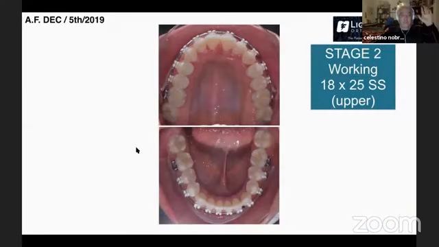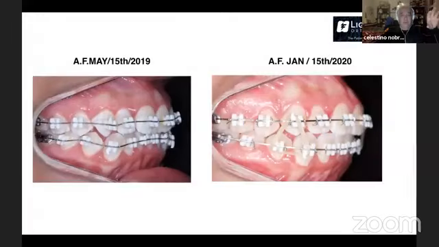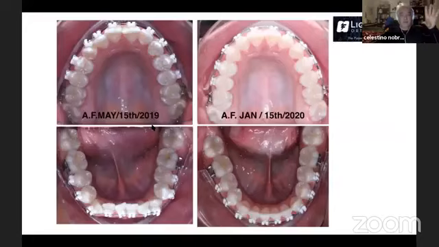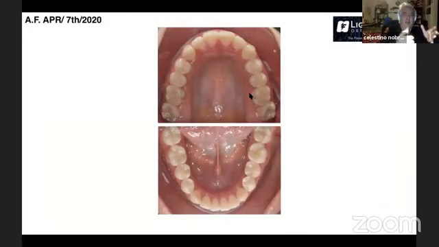3D printed brackets, 100% customized. The patient is the prescription. Same situation, same arch wires. Three pairs of arch wires got this result here. Okay, it's a very simple case. We have some issues here, but I need to prove the concept to you.